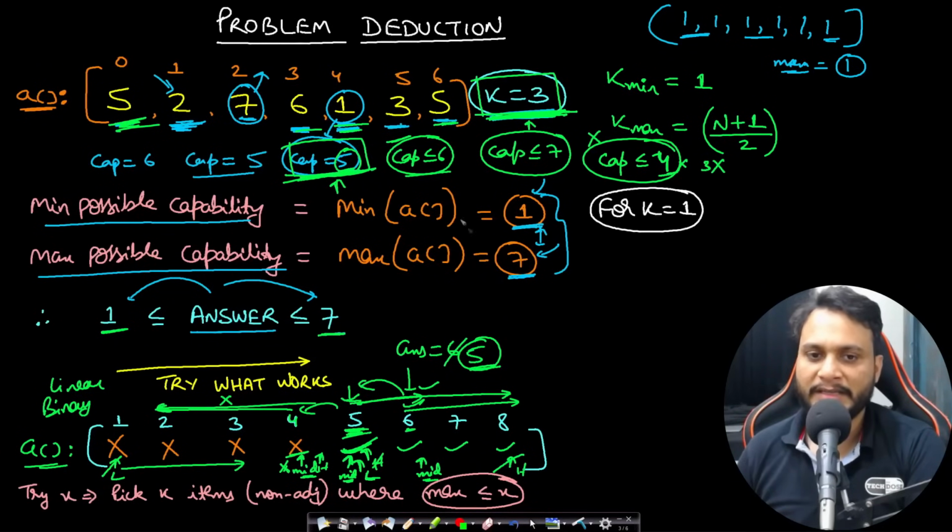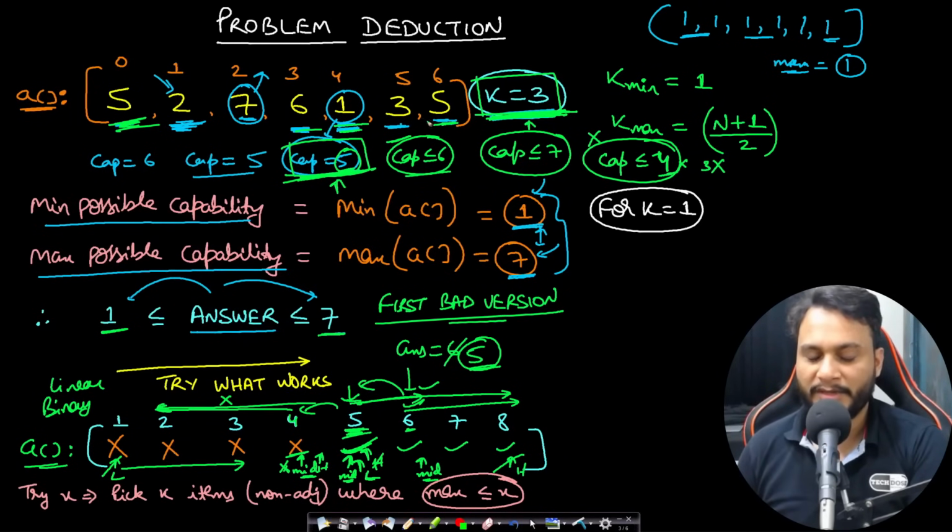If you want to solve an easy version of this problem, then that problem is First Bad Version from Leetcode. I have already made a video on this. This problem is based on First Bad Version. You just have to do the problem deduction.